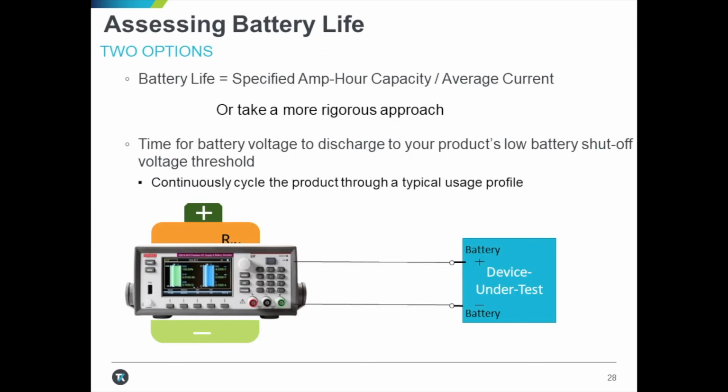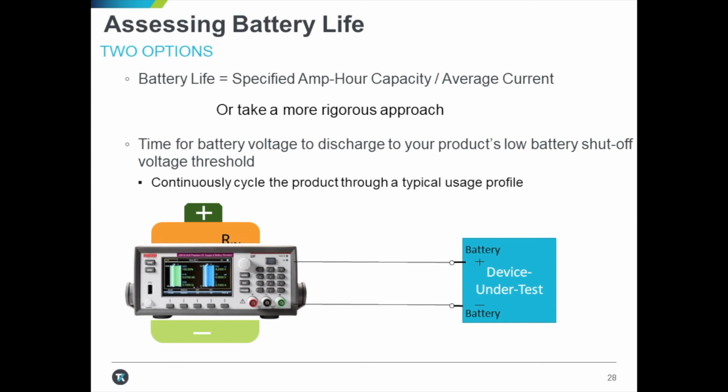You can now assess battery life in one of two prescribed approaches. You have the load current and have determined the average current value. So you can determine the battery life by taking the manufacturer's specified amp hour capacity and dividing it by the average current value.